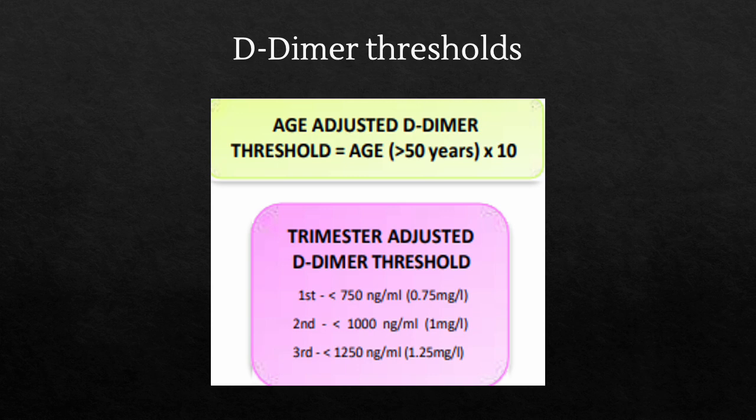Remember that there are certain criteria that change your D-dimer. These are age-related adjustments. You see there is a formula. So basically, if the patient's age is more than 50, you multiply it by 10. Then you also need to remember to adjust your D-dimer for pregnancy. So there is a trimester-adjusted D-dimer. You have your first trimester, second trimester, and third trimester. And with each trimester, because of the changes in the body, the D-dimer does go higher.